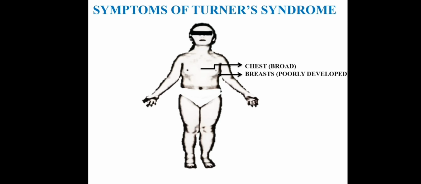Ovaries are represented by a ridge of whitish tissue called streak gonad. Female hormones are low. The chest is broad, breasts are poorly developed, affected females are dwarf and mentally retarded.